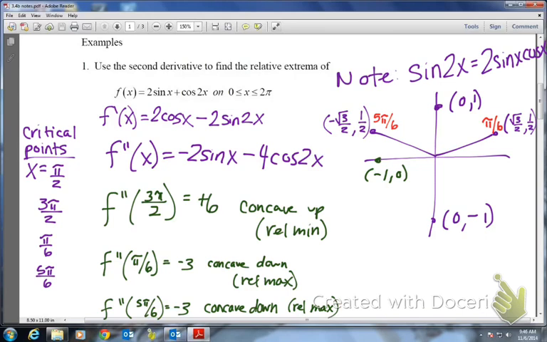F double prime of pi over 6 I got was negative 3, so that's concave down, which is a relative maximum. And F double prime of 5 pi over 6 I got was negative 3, so concave down, which is also a relative maximum. Do any of you guys want to see any of these worked out?